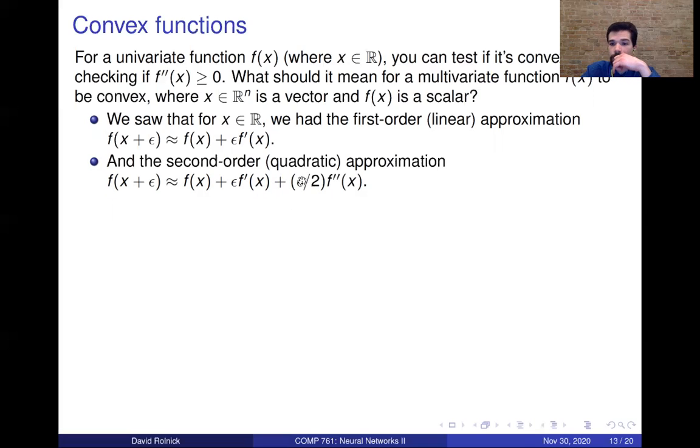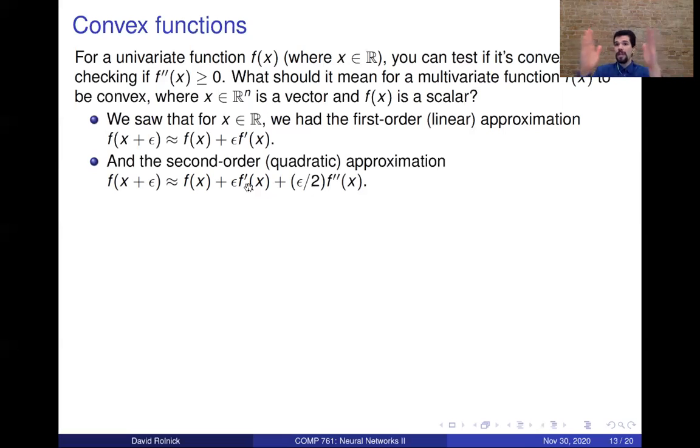Sorry, this should be a squared. There should be a squared here. So this is just the second order Taylor polynomial, basically. Again, sorry, there should be a squared there. This is the second degree Taylor polynomial.